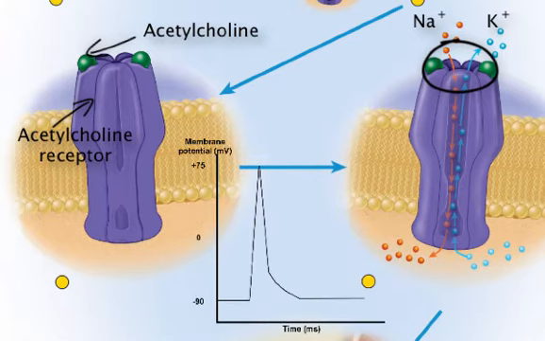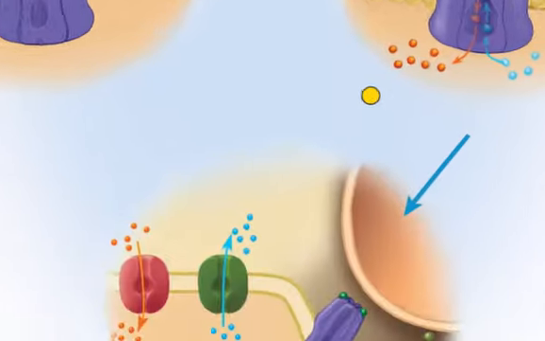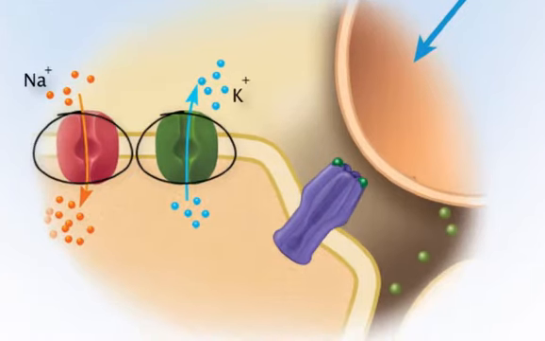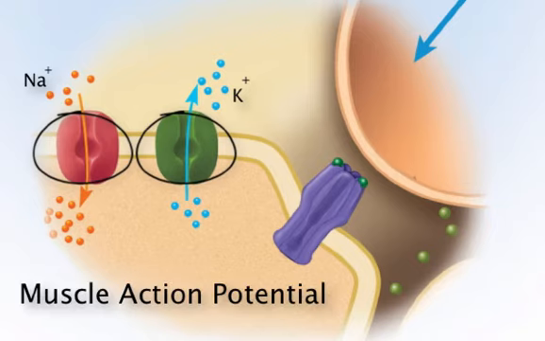The sarcolemma rapidly depolarizes and then rapidly repolarizes in an event called an end plate potential. The end plate potential stimulates adjacent voltage-gated sodium and potassium ion channels in the sarcolemma to open. These ions diffuse down their concentration gradients, depolarizing the sarcolemma. This result is called a muscle action potential, and the muscle is now excited.